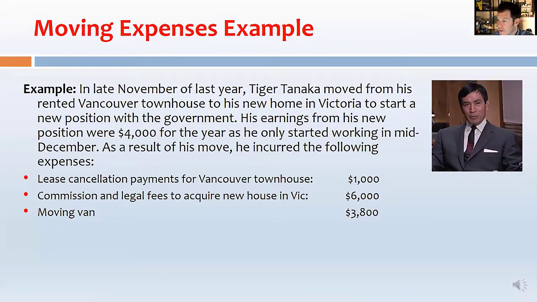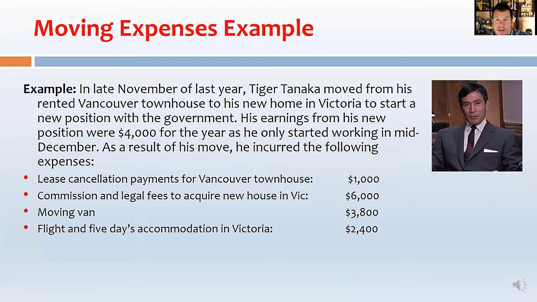Moving van. He had to move all his stuff. $3,800. Flight and 5 days accommodation. That's right. He took the float plane. It's like $250. Or maybe he took Air Canada. I have no idea.